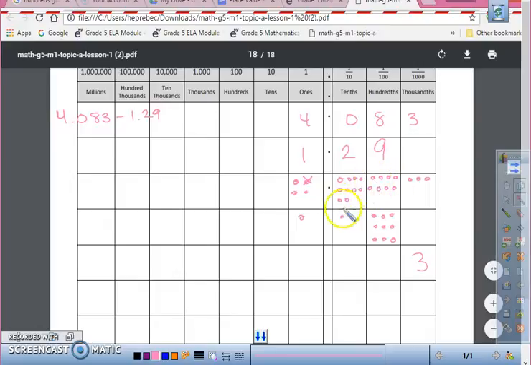And I still need to borrow over here, so I'm going to get rid of one of these tenths. Now I have 9 tenths left over. Remember, 10 hundredths equal 1 tenth. Okay, so after all that, I am finally ready to do my problem.